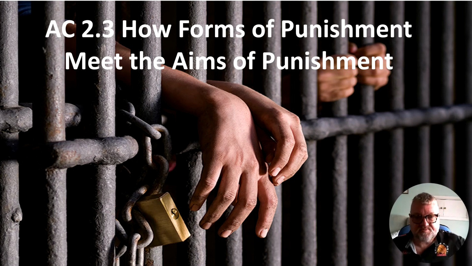Hello, welcome to this presentation on AC 2.3 of Unit 4 of the WJEC Level 3 Criminology course. This assessment component looks at how the forms of punishment meet the aims of punishment. We already looked at the aims of punishment in an earlier presentation. Now we're looking at how the forms of punishment meet those aims.